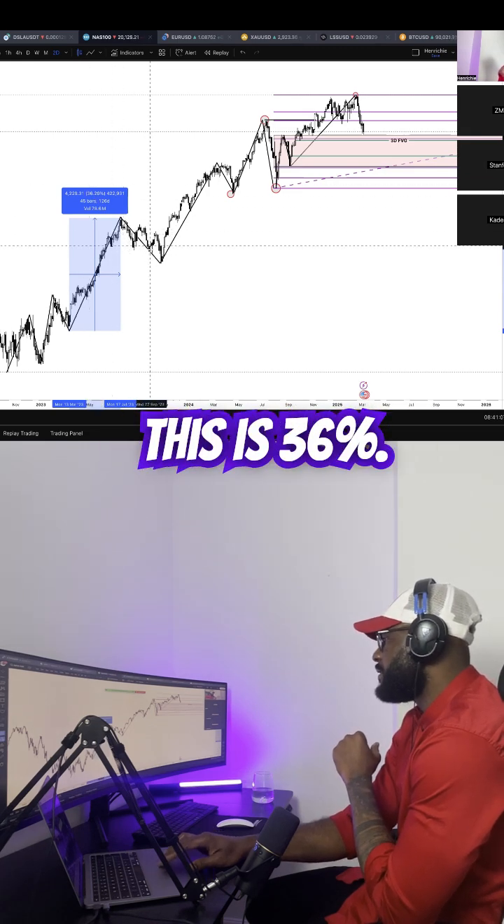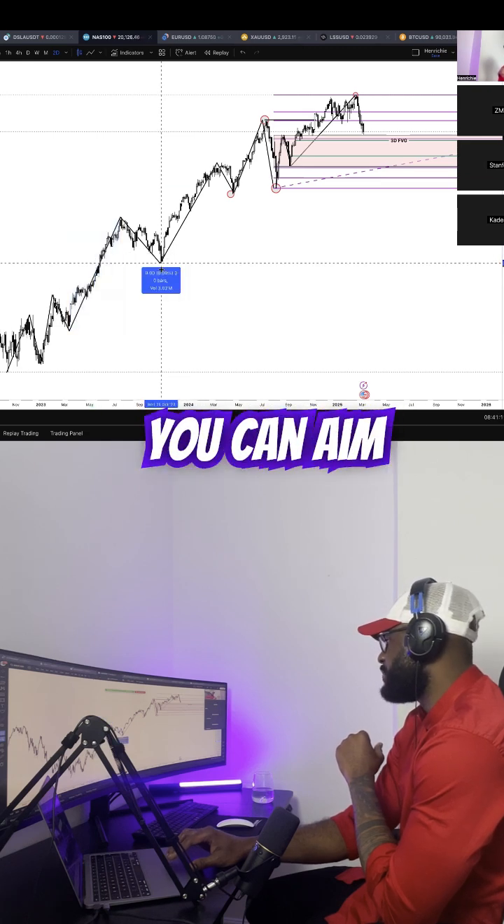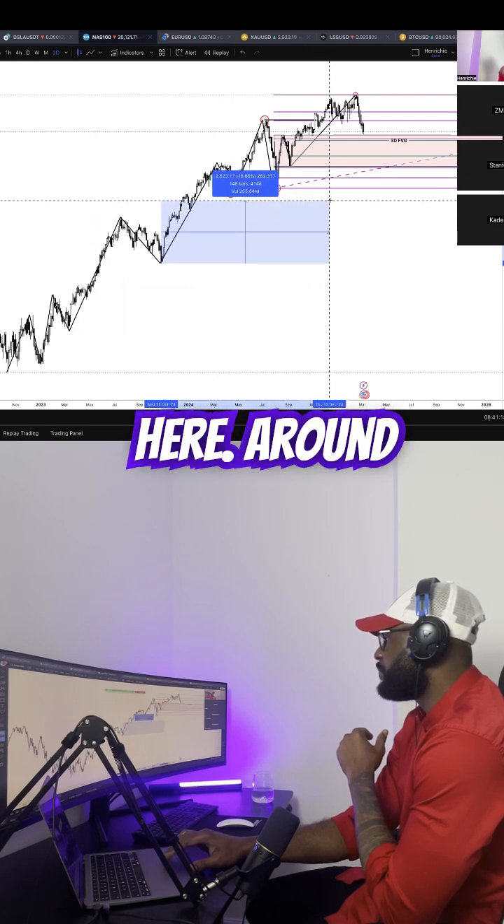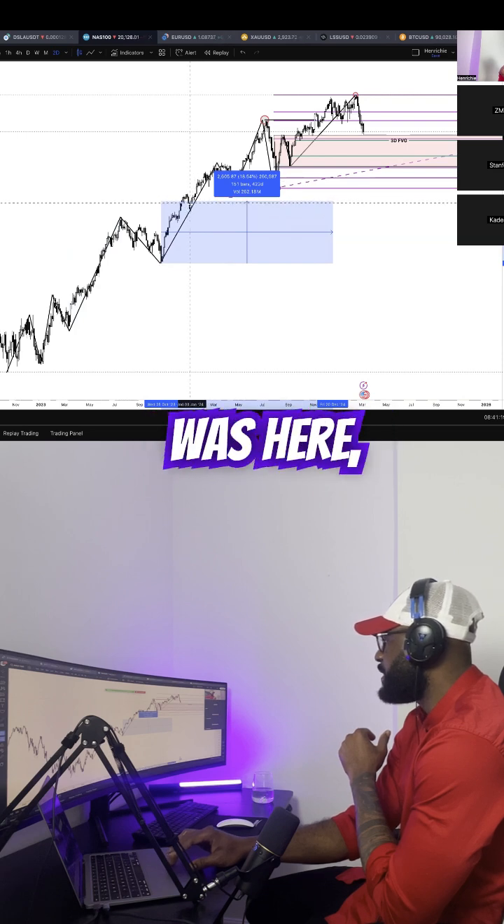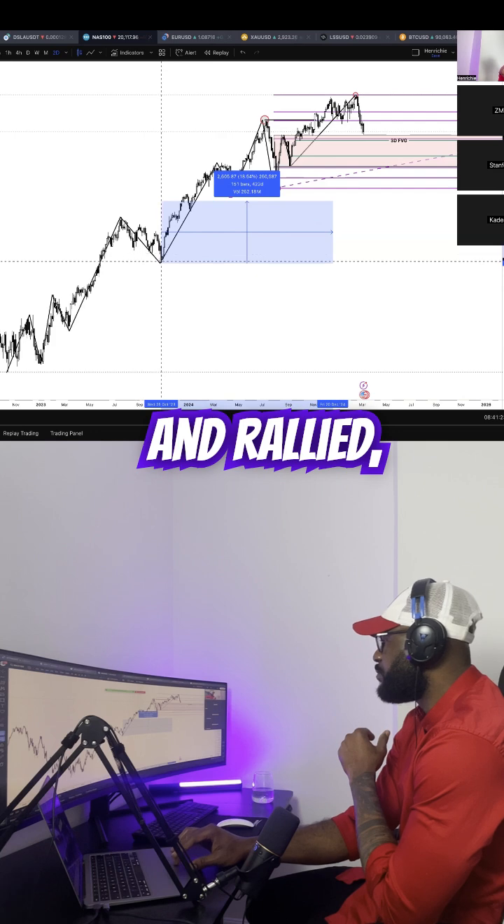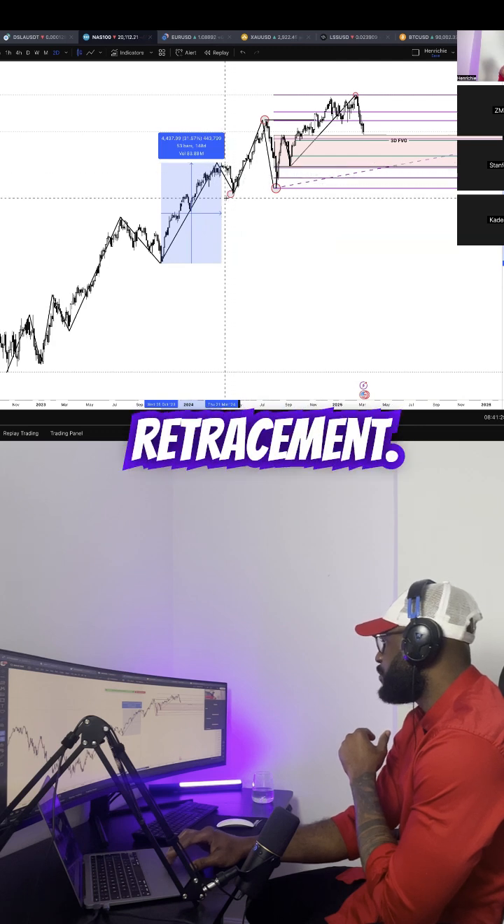Now, this is 36%. And after that, if you're getting into a trade from this retracement, you can aim for 18%. 18% is around here. Can you see that if your take profit was here, price would have smashed your take profit and literally rallied to 31%. Now we saw a retracement.